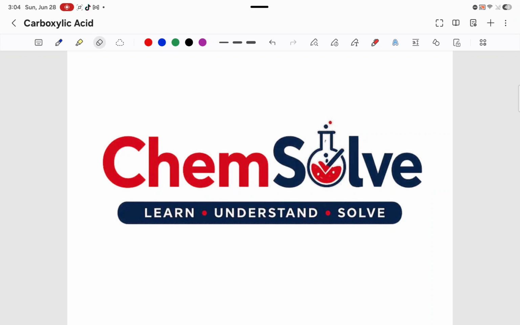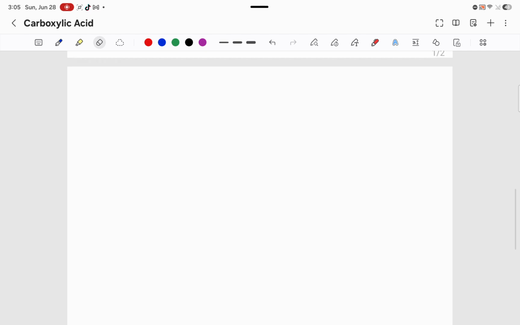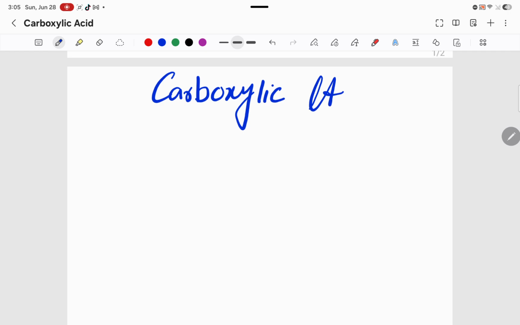Today we are going to start a new topic of organic chemistry series, and the topic is carboxylic acid. So let's move towards the topic. Let me write the name of the topic first. The name is carboxylic acid. Okay, before understanding the term carboxylic acid, of course we need to understand the definition.